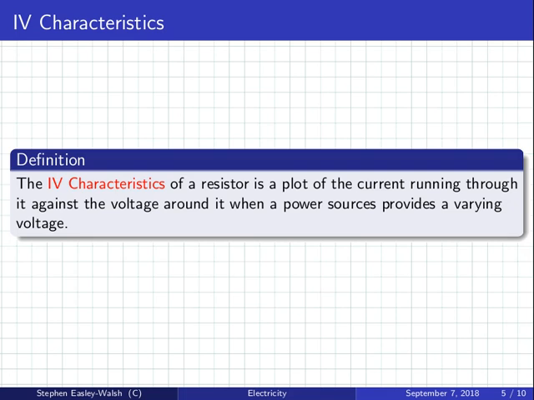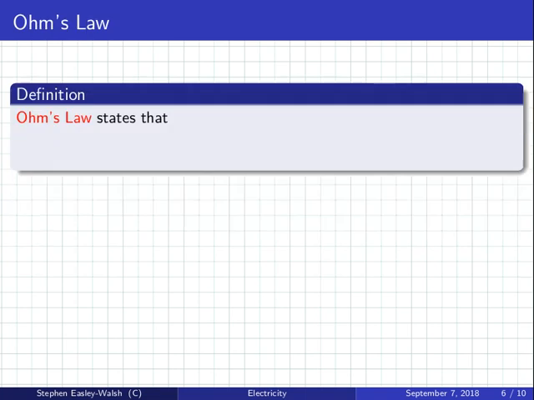The reason it's important is because different resistors produce different graphs for different behavior, which we'll talk about in a moment once you write this down. Got that? Okay, so why do we care?